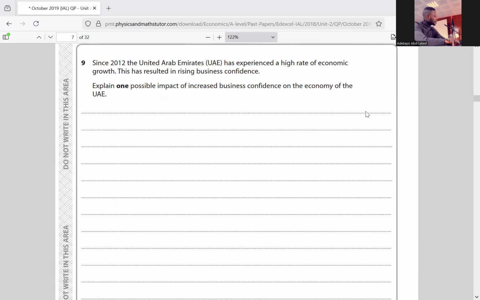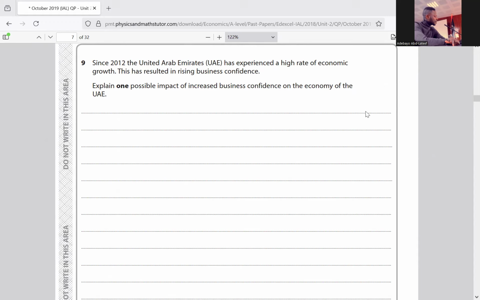They said, since 2012, the United Arab Emirates, UAE, has experienced a high rate of economic growth. This has resulted in rising business confidence. Explain one possible impact of increased business confidence on the economy of UAE. A rise in business confidence is likely to increase businesses' investments. And this means businesses will be able to spend more on capital goods, which will result in an increase in aggregate demand within the economy.